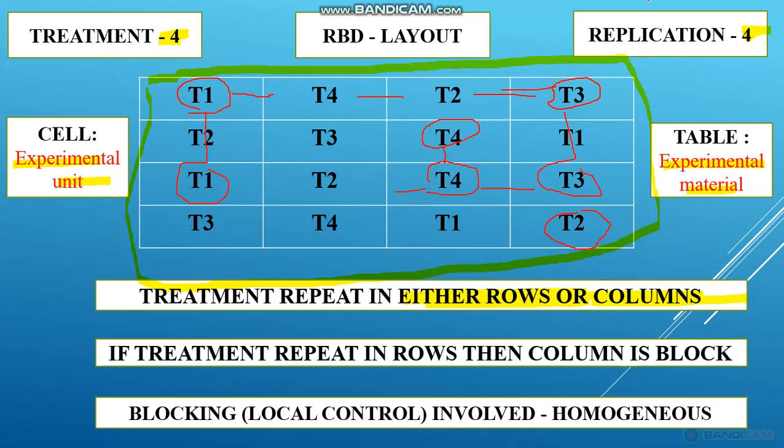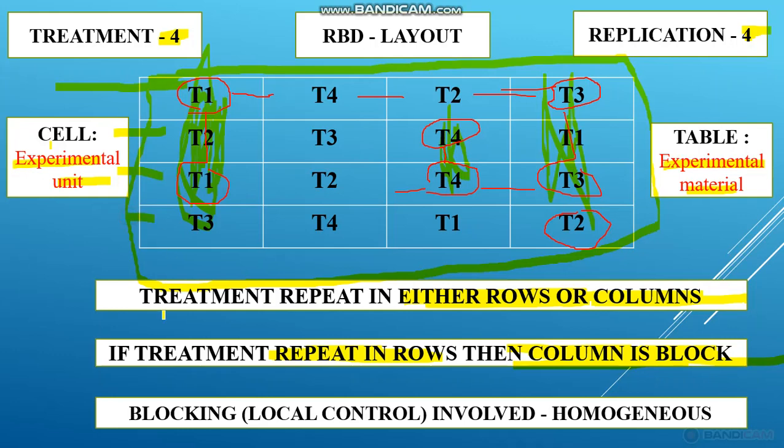So we can say that at least one treatment will repeat in either rows or columns. If the treatment is repeating in rows, then the column is blocked. Here the treatment is repeating in column: here T1, similarly here also T3, similarly here also T4. So the treatment is repeating in the column, so here the row is blocked.